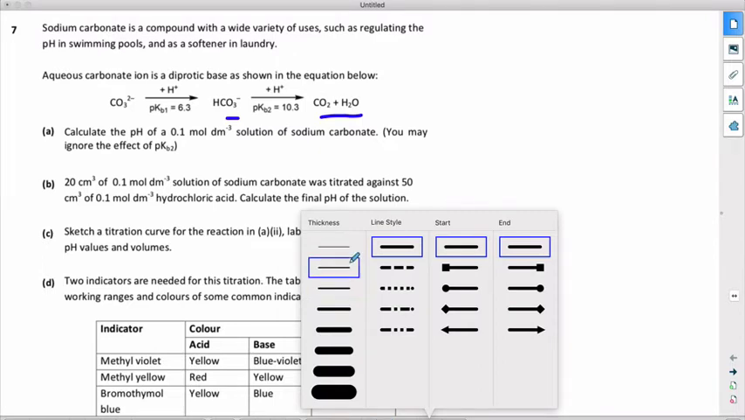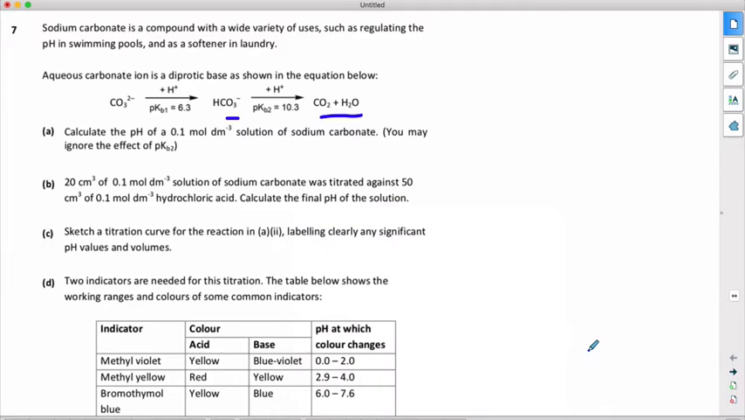Okay, so calculate the pH, right? Calculate the pH of sodium carbonate. So sodium carbonate is actually a base. That's why they give you a pKb, right? So you may ignore the effect of pKb2. So what it means is this: CO3 2 minus plus water gives you HCO3 minus plus OH minus.